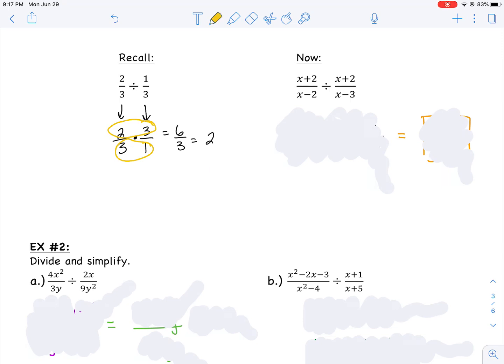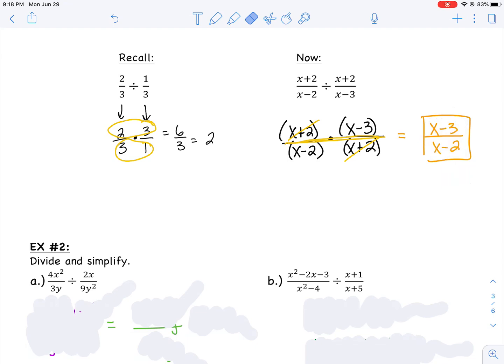If I have two rational expressions, I can divide them by multiplying by the reciprocal. I keep the first one, I change the division to multiplication, and then I reciprocate the second fraction. So I flip it. And then if you notice that I'm multiplying, I can combine my numerators, I can combine my denominators, and if there's a factor of the top that can reduce with a factor of the bottom, well then I can reduce off the x plus 2's. I would have left over x minus 3 over x minus 2.